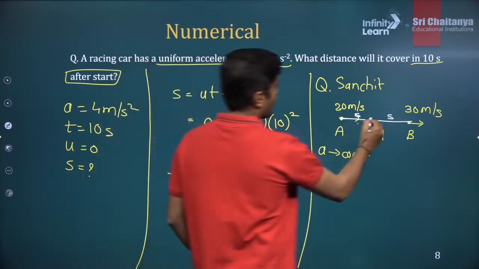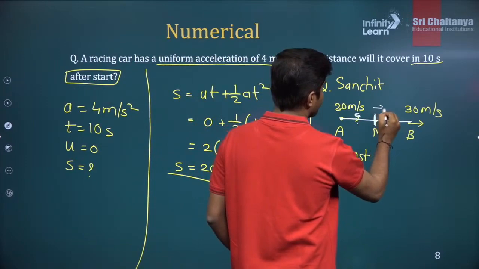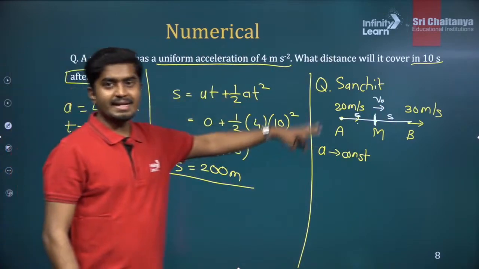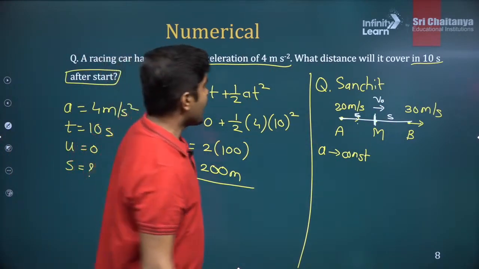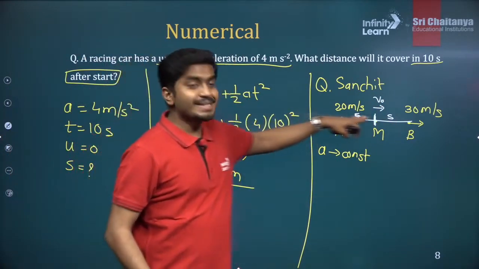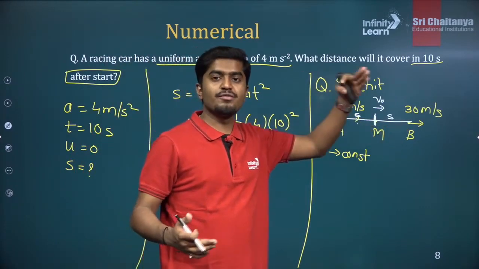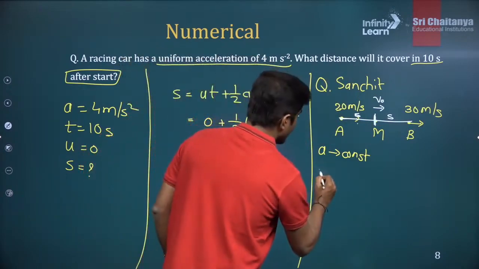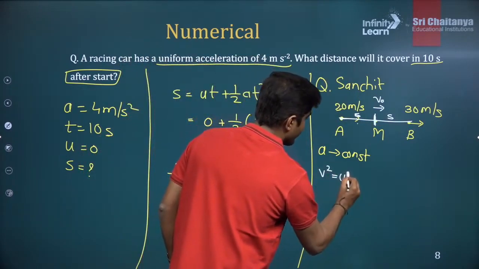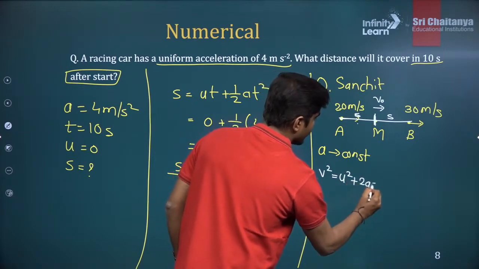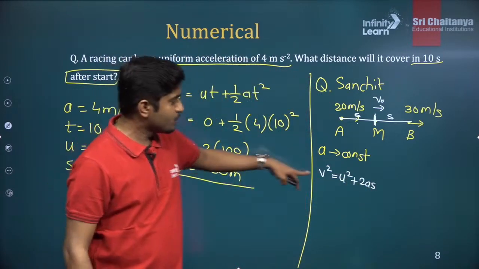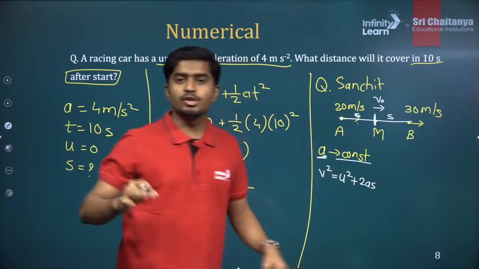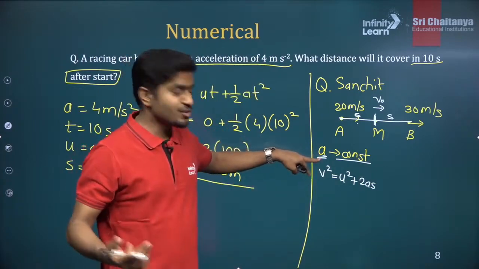Correct? At this point, let's suppose the object has some velocity v0. Can I write something like this? So now, we don't know the time, so we cannot use the first and the second equation, but we can use the third equation. What is the third equation? v square is equal to u square plus 2 times a into s. We know the acceleration is constant.